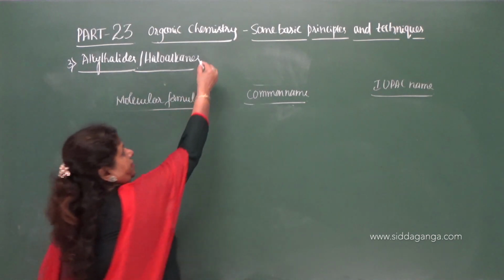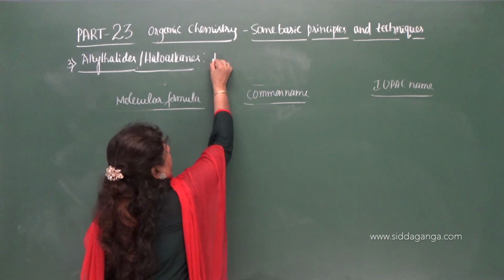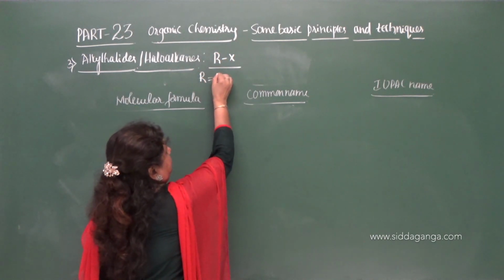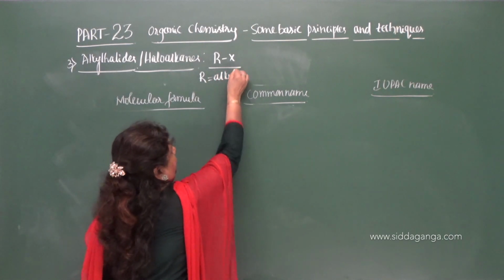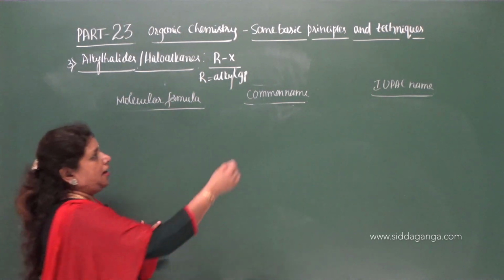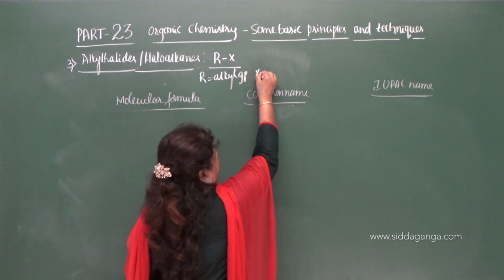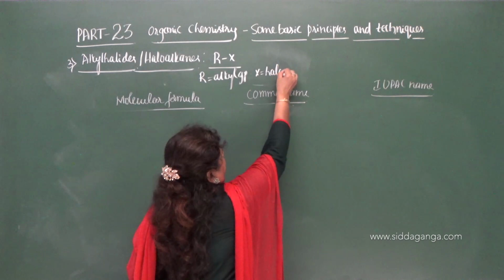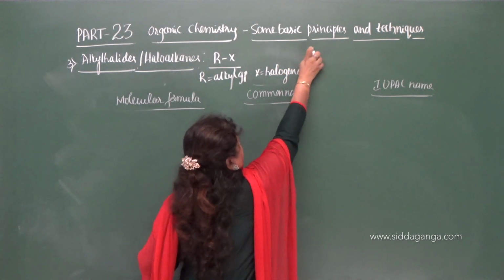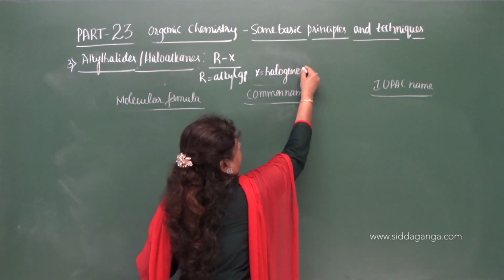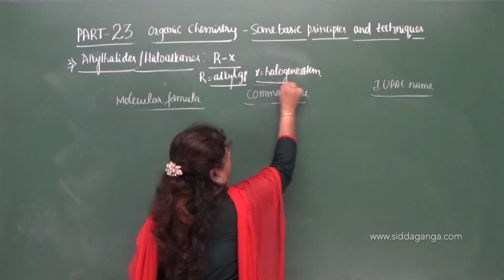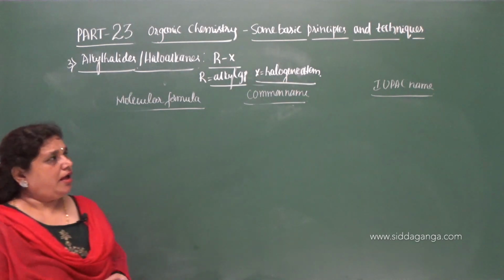Then what is the general representation? RX, where R is an alkyl group and X is a halogen atom. So R is an alkyl group and X is a halogen atom.